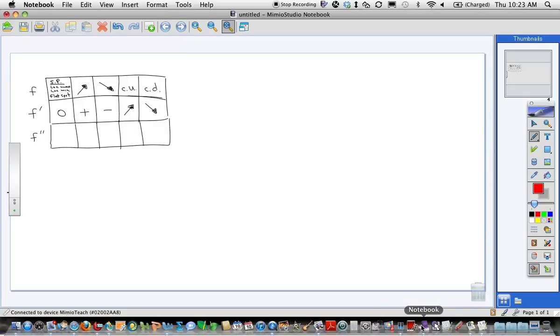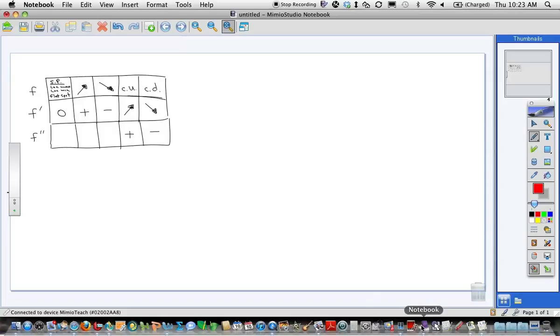Increasing, decreasing, the derivative is positive, negative, so right here we would have this automatically, right? When F prime is increasing, F double prime has to be positive, and when F prime is decreasing, F double prime has to be negative, right?